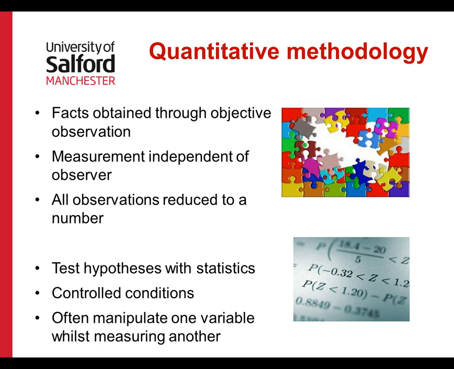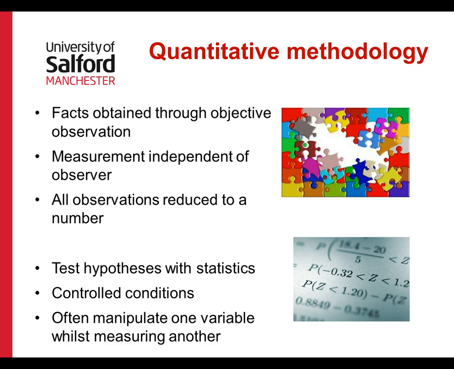Another key attribute of quantitative methodology is that your facts or your experimental observations must be obtained objectively. So what we mean by that is that if different people made the same observation, there should be no bias, they should get exactly the same answer. So those measurements should be independent of the observer.